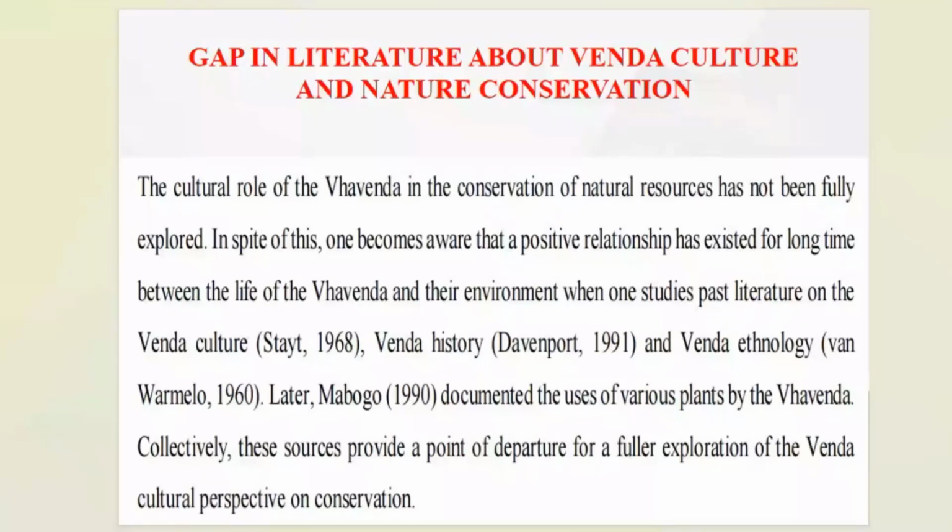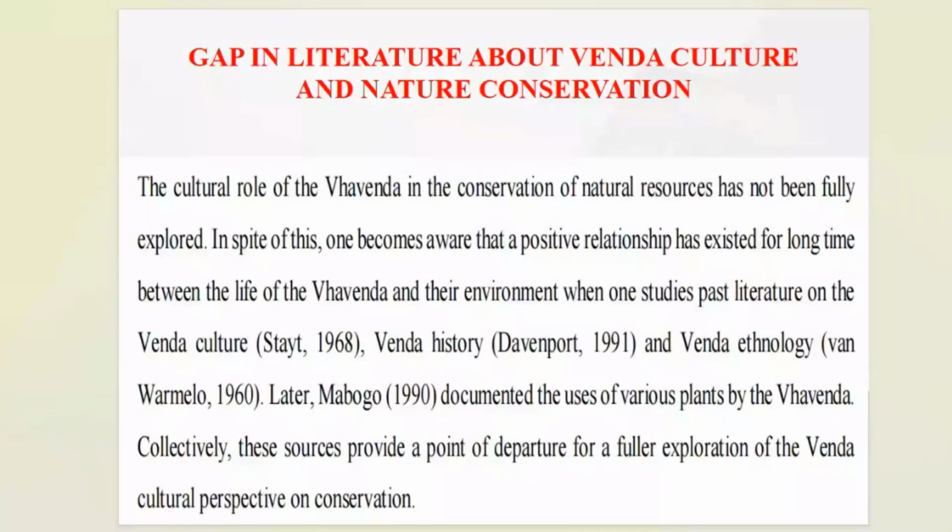This statement says, the cultural role of the vendor in conservation of natural resources has not been fully explored. Then we are pointing towards the gap. In spite of this, one becomes aware that a positive relationship has existed for a long time between the life of the vendor and their environment when one studies past literature on the vendor culture, vendor history, and vendor ethnology. And we've just indicated the authors of the various books and resources where these statements are covered.